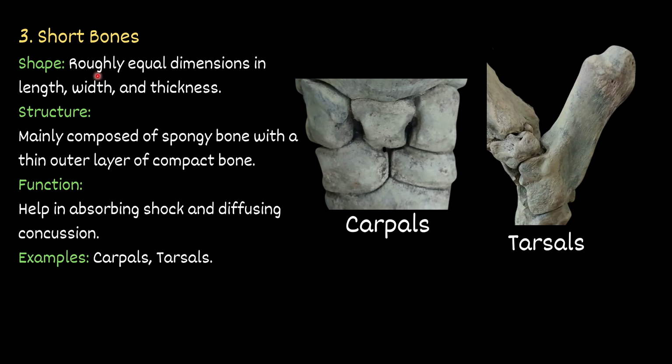Short bones, roughly equal in dimensions in their length, width and thickness. You can see the carpals and the tarsals. They are mainly composed of spongy bone with a thin outer layer of compact bone. Function: they help in absorbing shock and diffusing concussion. So these are the carpal bones, and these are the tarsal bones. Carpals and tarsals are the short bones.